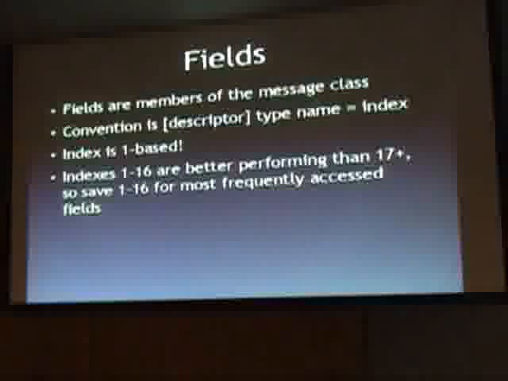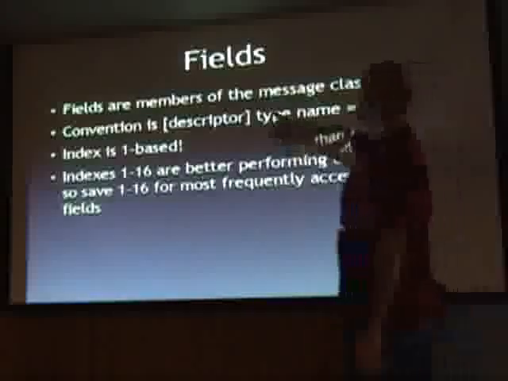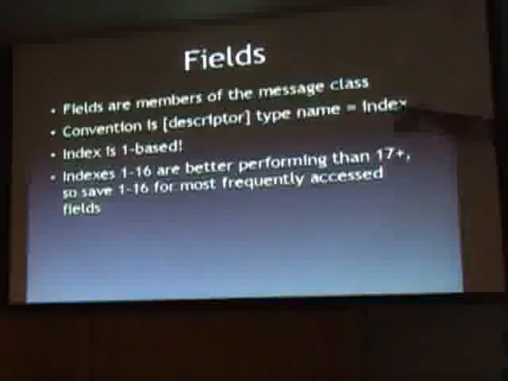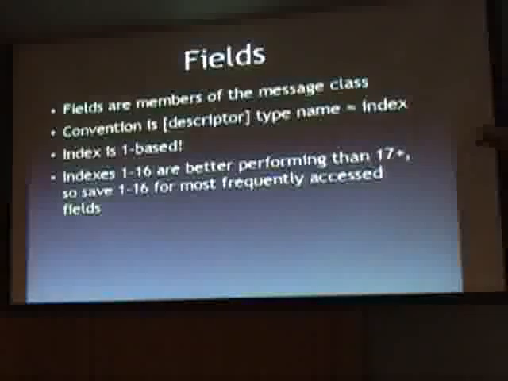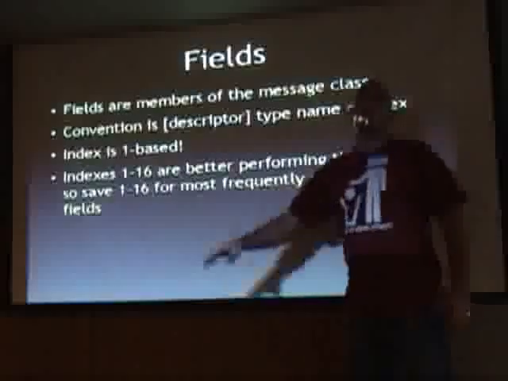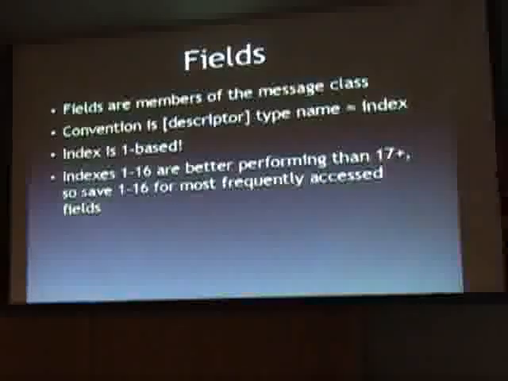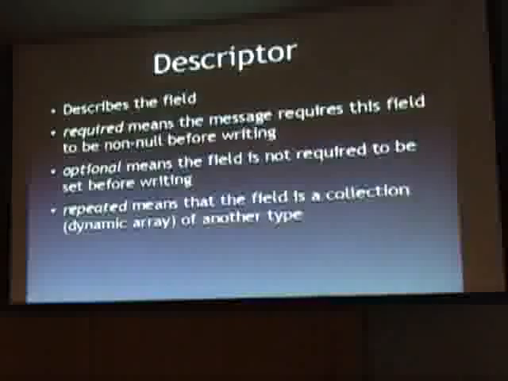Fields. Members of the message class convention, like I said, is descriptor, type of the field, name equals index, and then I should have put semicolon at the end. Remember, the index is 1-based. And the indexes 1 through 16 are better performing because they don't use a length encoded lookup into an array. The first 16 fields are a statically sized array. So very, very fast lookups on those. So put your most frequently accessed fields in 1 through 16. Everything else, chuck it over 17.